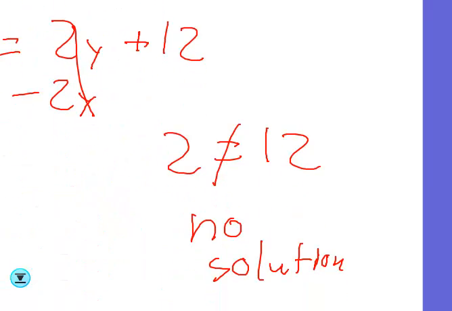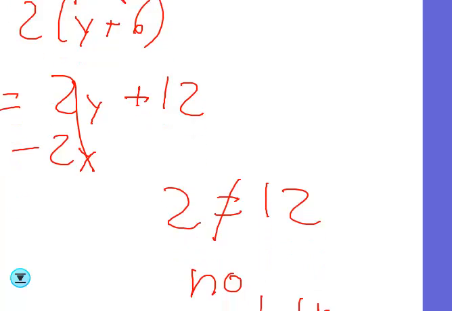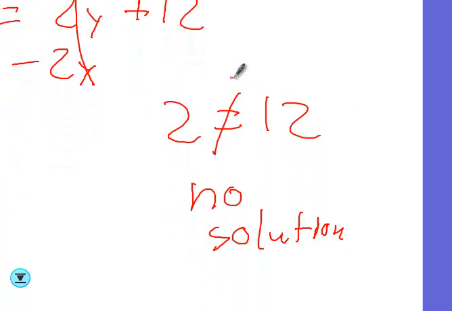And just like when we found out last topic, if you're doing a system of equations and you get a number equal to a number that's not the number you started with, you have no solution.